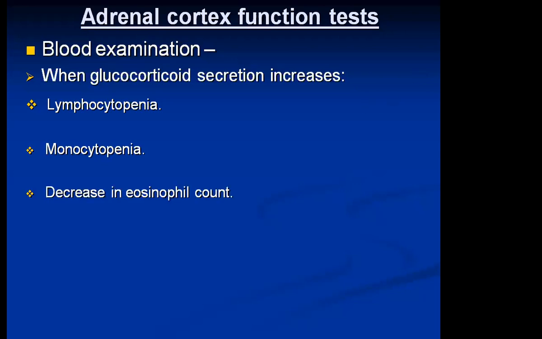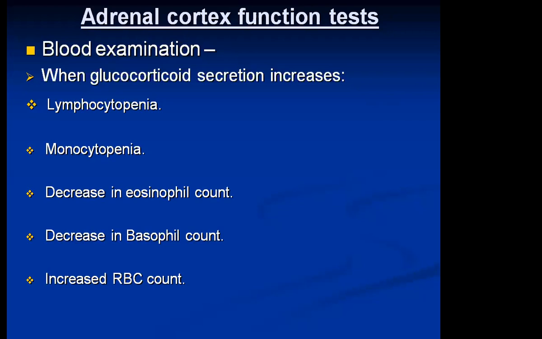There will be a decrease in the eosinophil count, a decrease in the basophil count. However, we have seen that cortisol is required for normal erythropoiesis. So in such patients, there will be an increase in the RBC count as well as an increase in the platelet count. So whenever the glucocorticoid secretion increases, it will cause a depression of certain cells like lymphocytes, monocytes, eosinophils, and basophils, while it will increase RBCs as well as platelets.